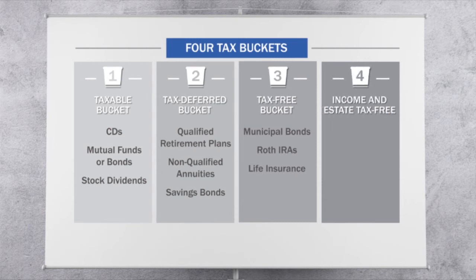Finally, the fourth bucket is income and estate tax-free, and that's where you get into charitable trusts and other similar arrangements. Here's what you need to know.